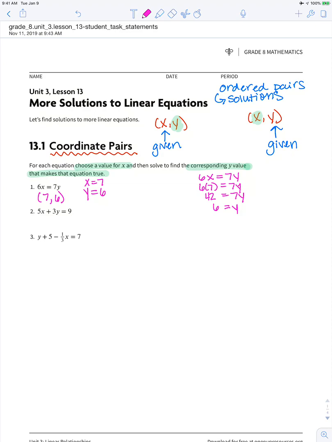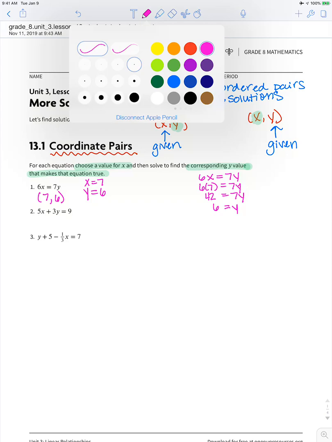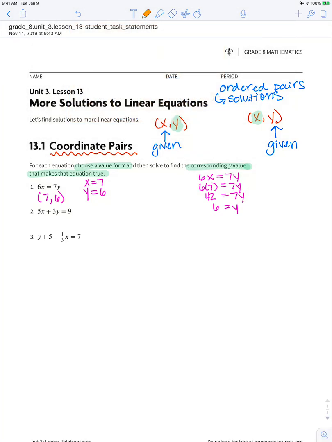Maybe I used a different value. Let's say I used 2. Let's say X is equal to 2. What would Y be equal to? Well, 6 times 2 has to equal 7Y. 6 times 2 is 12, so 12 equals 7Y. This isn't going to be a whole number. This is going to be a fraction. So it's actually going to be 12 over 7 is equal to Y. So another solution would be 2 comma 12 over 7 for that equation.